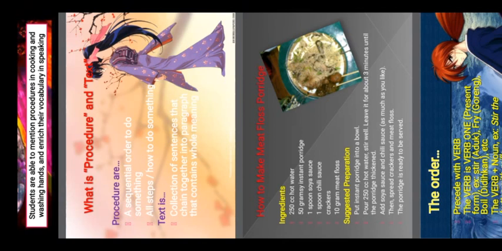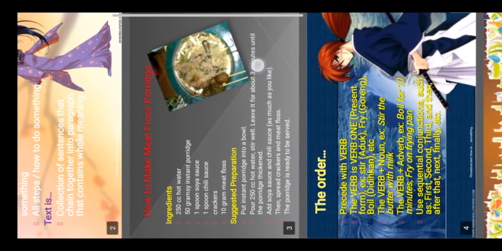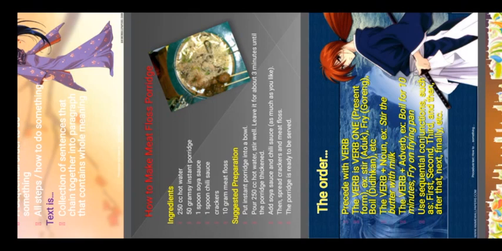So in procedure we will have two things. The first is how to do something, atau cara melakukan sesuatu, or how to make something, cara membuat sesuatu. While the text is a collection of sentences that chain together into a paragraph that contains whole meaning. So here is an example of a procedure text.